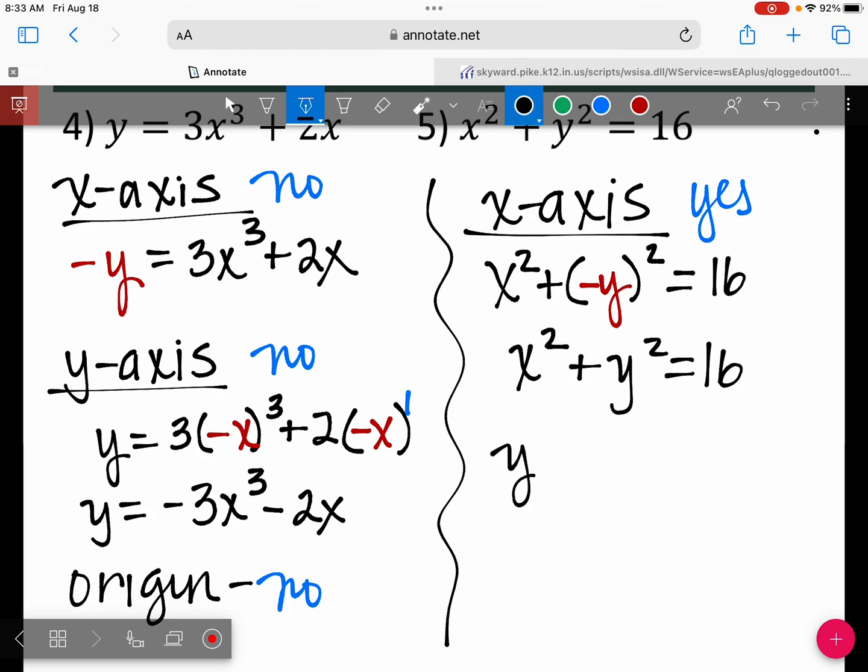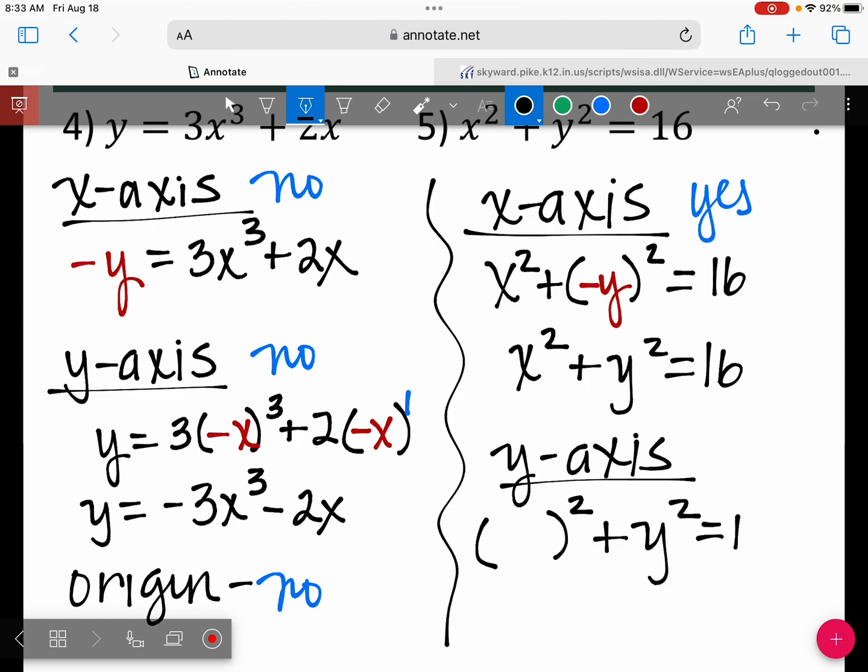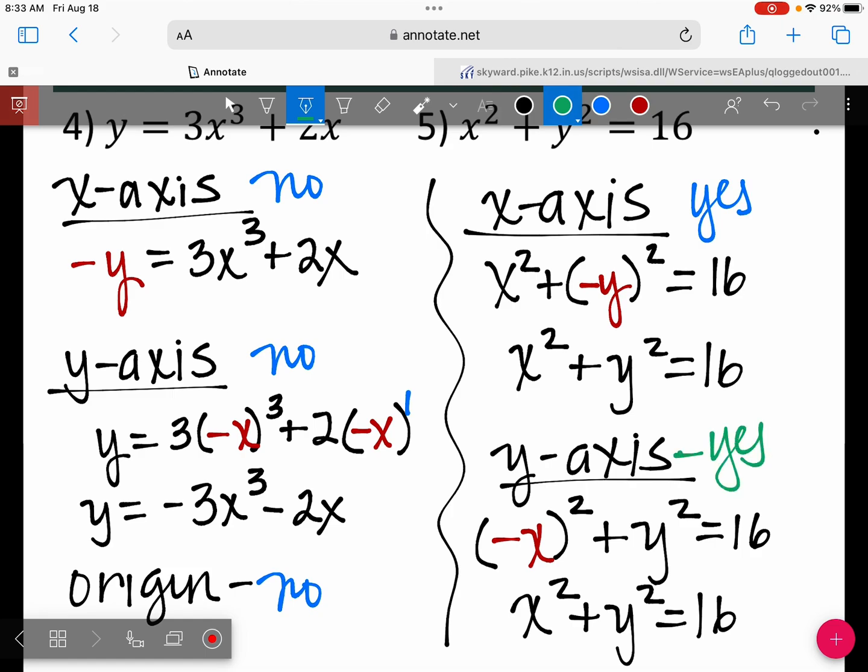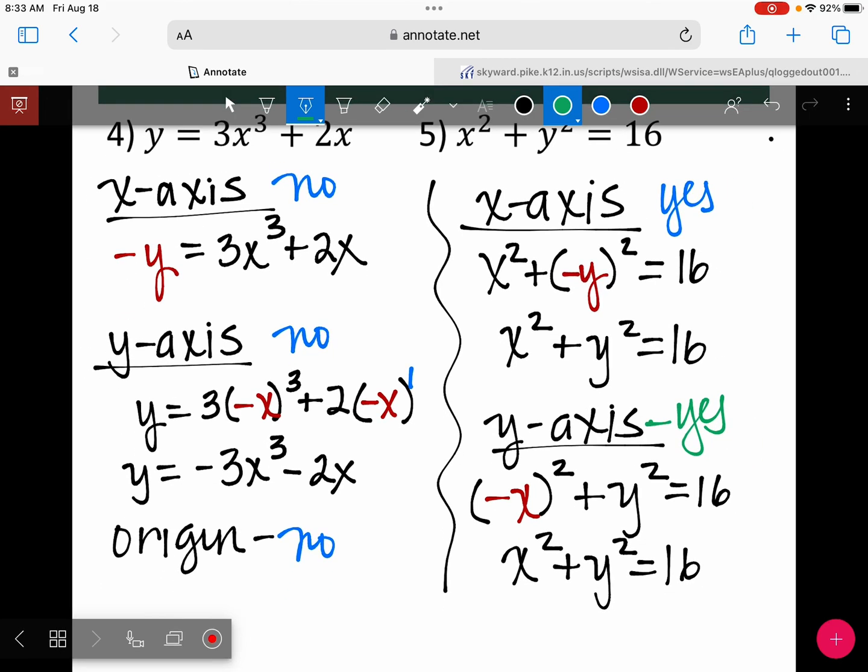When we do y-axis symmetry, we're putting our negative where x is. And because x is also squared, that is going to flip back to positive. And because I got 2 yeses, origin will also be yes.